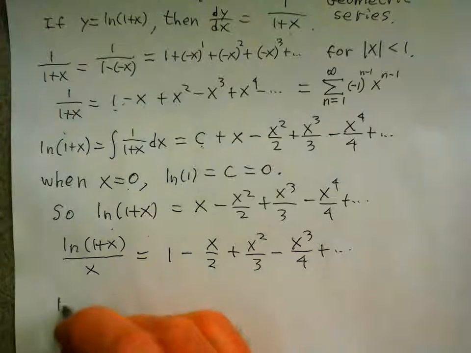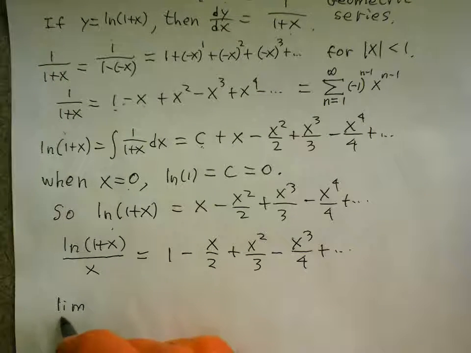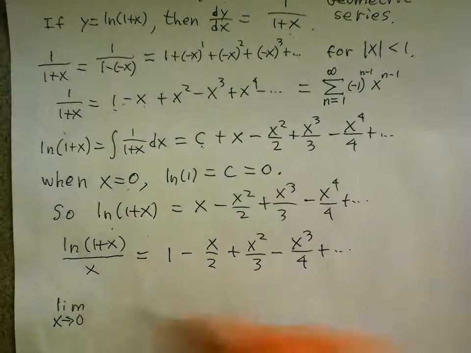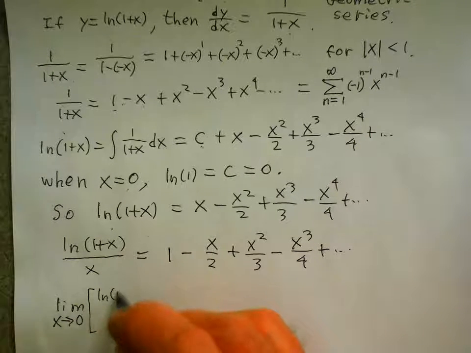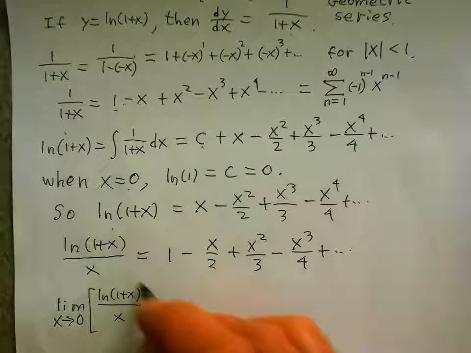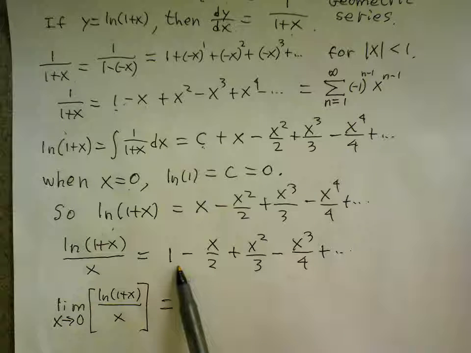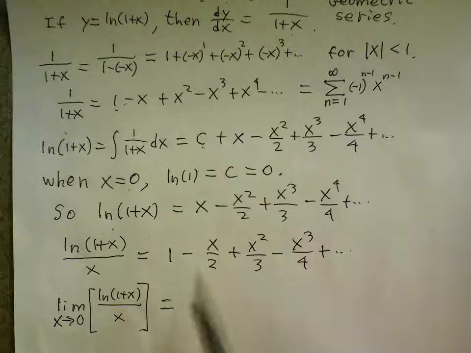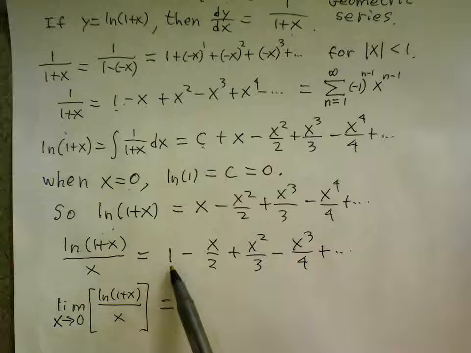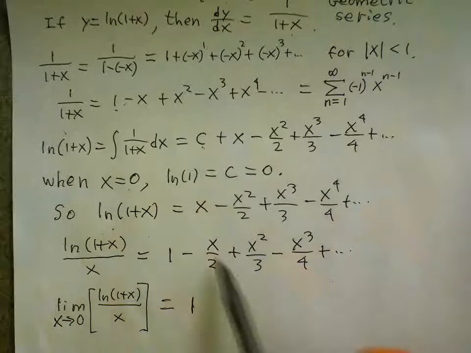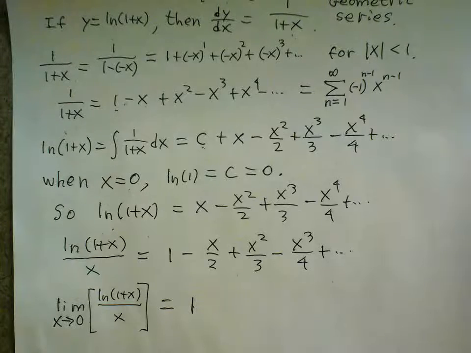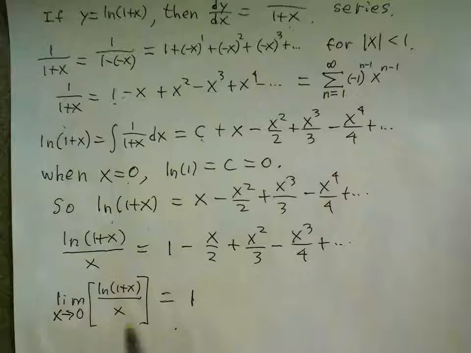And when we take the limit of this as x approaches 0, the limit of the natural log of 1 plus x over x as x approaches 0, and then when we take the limit of the right-hand side as x approaches 0, there's only one term that is not affected by x. The only term that survives is 1. All of the other terms go to 0. And so this is a second way to show that the limit of the natural log of 1 plus x over x as x approaches 0 equals 1.